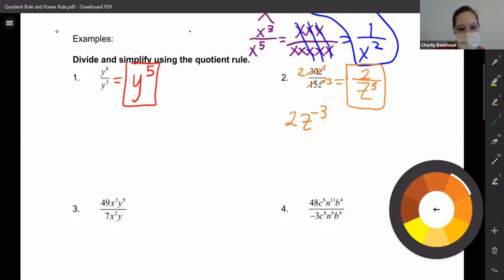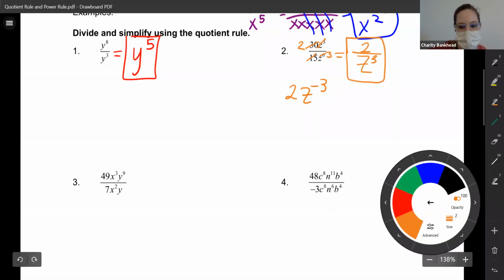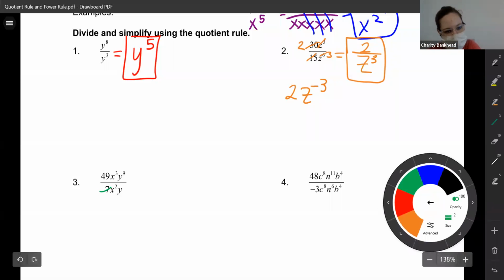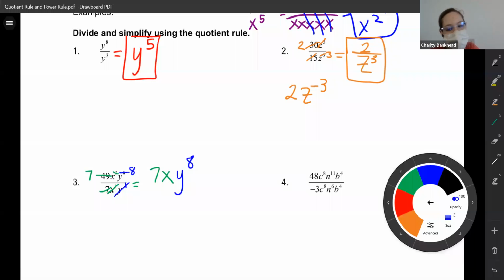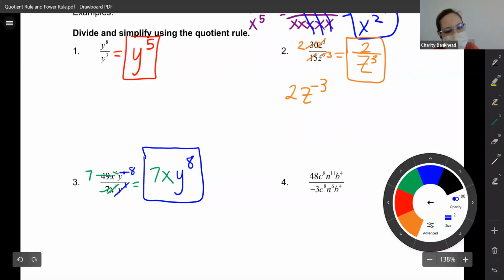Number 3, so 7 goes into 49 7 times. And then 3 minus 2 is going to be 1, so that's just going to leave x in the numerator. And then for the y, that's the same thing as y to the power of 1, so 9 minus 1 would be 8. So that's going to be y to the power of 8. Everything on the denominator canceled out, so we don't need it anymore. So your final answer is just 7xy to the power of 8.